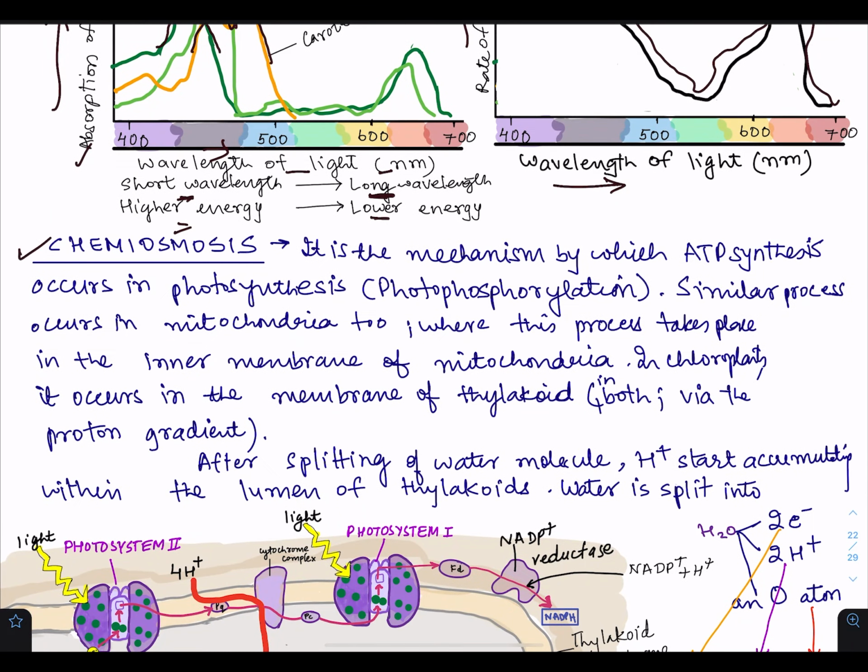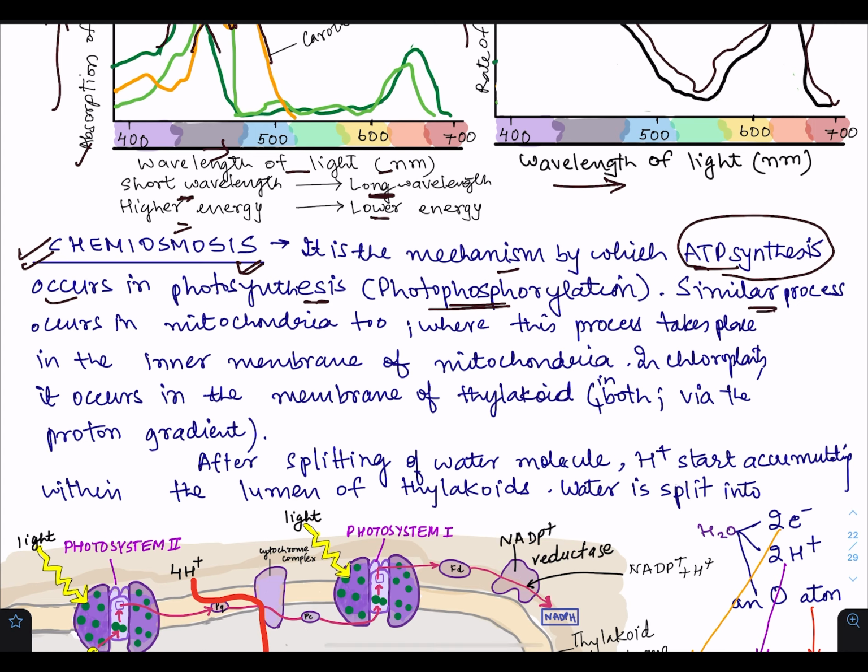Coming to chemiosmosis. What is chemiosmosis? It is the mechanism by which ATP synthesis occurs in photosynthesis, also known as photophosphorylation. So we'll study how ATP synthesis actually occurs in photosynthesis. In my previous videos, I told you about the light dependent reactions where we saw photosystem 1, photosystem 2 and the production of ATP. Here we will study how ATP is actually formed, what is the procedure.